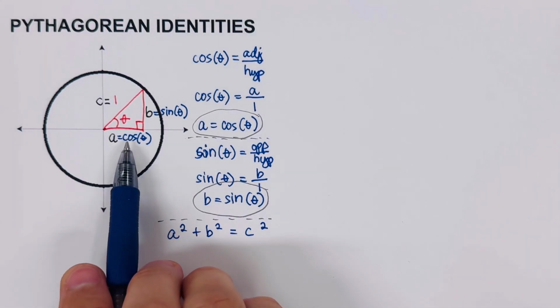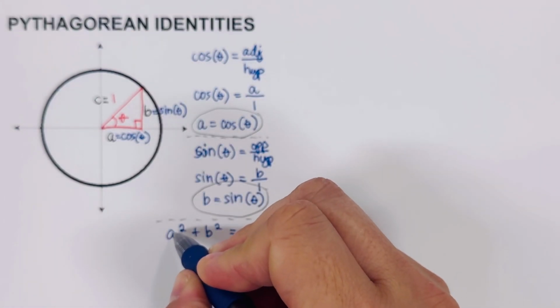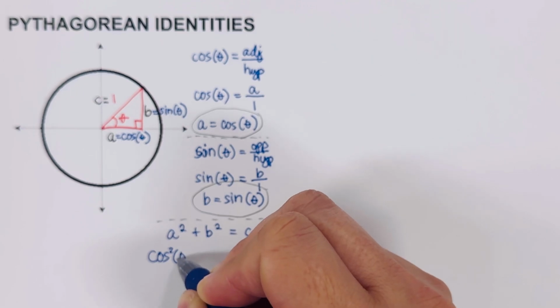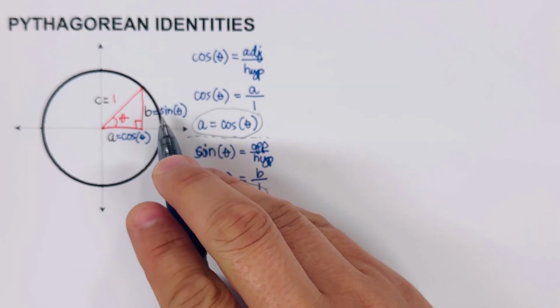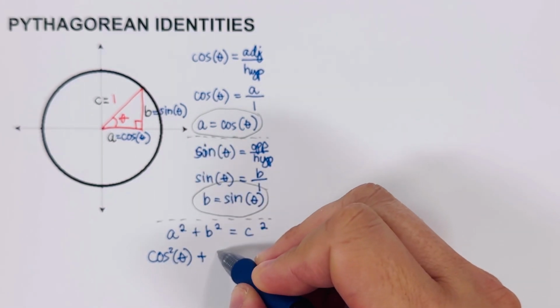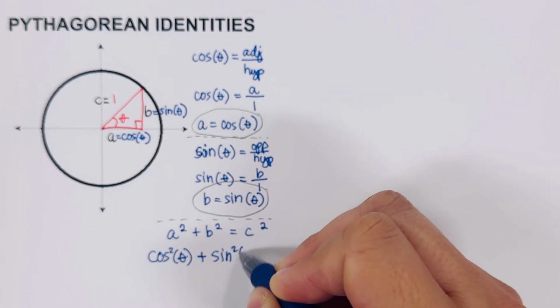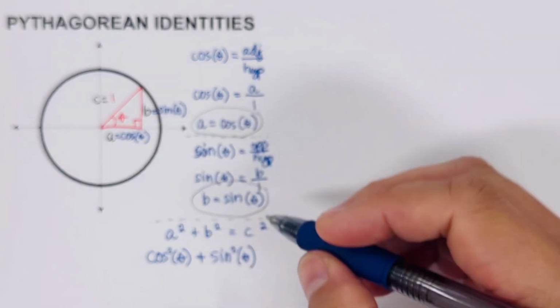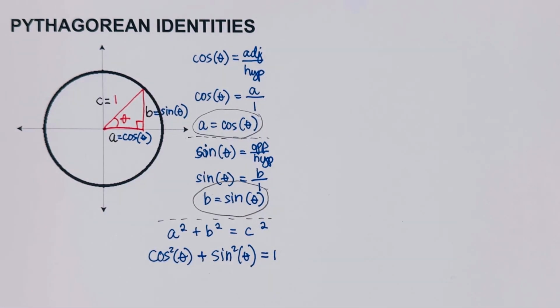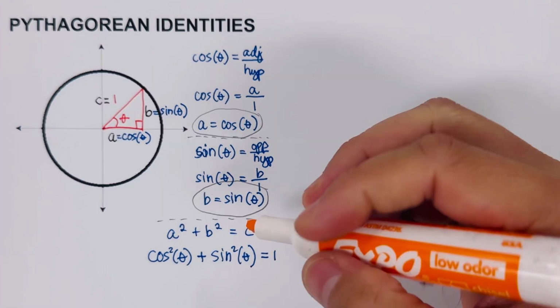Using the values that we got from here, our a is cosine, so we can go ahead and square it. That would be cosine squared of theta, plus our b is sine of theta, so square it. So that would be sine squared of theta, and our c is 1. 1 squared is 1. And this is actually our first Pythagorean identity.